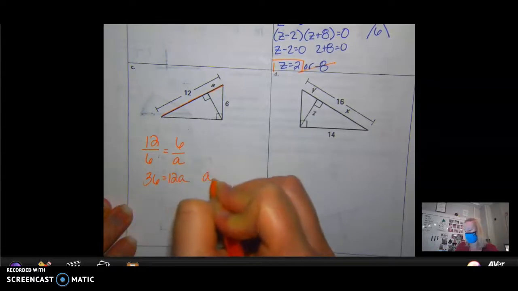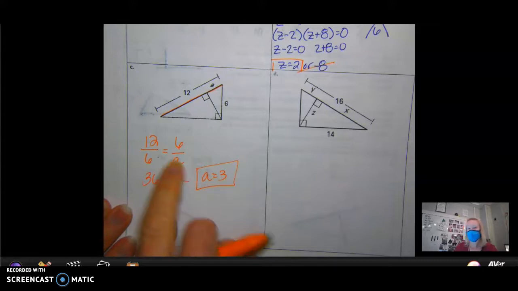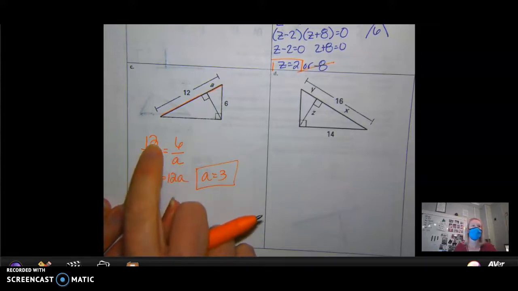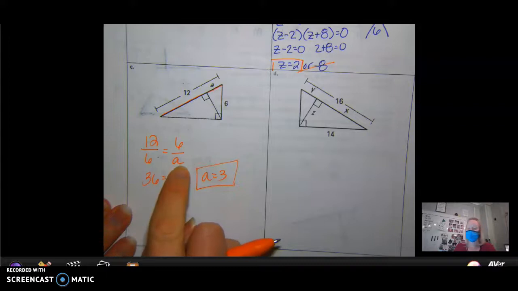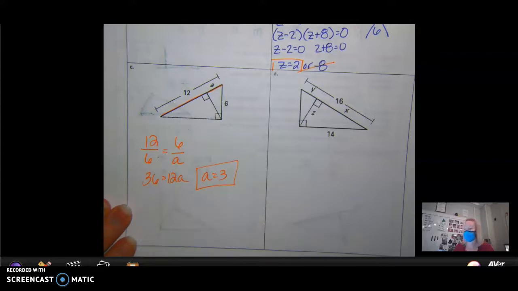So what does a equal? Look at that again, please. 6 is what compared to this 12? Half. So doesn't it make sense without doing the math that this number down here should have been half of that to make that 3? Okay. All right, D. We have 3 variables we are going to solve for. Which variable in this situation would we have to solve for first?